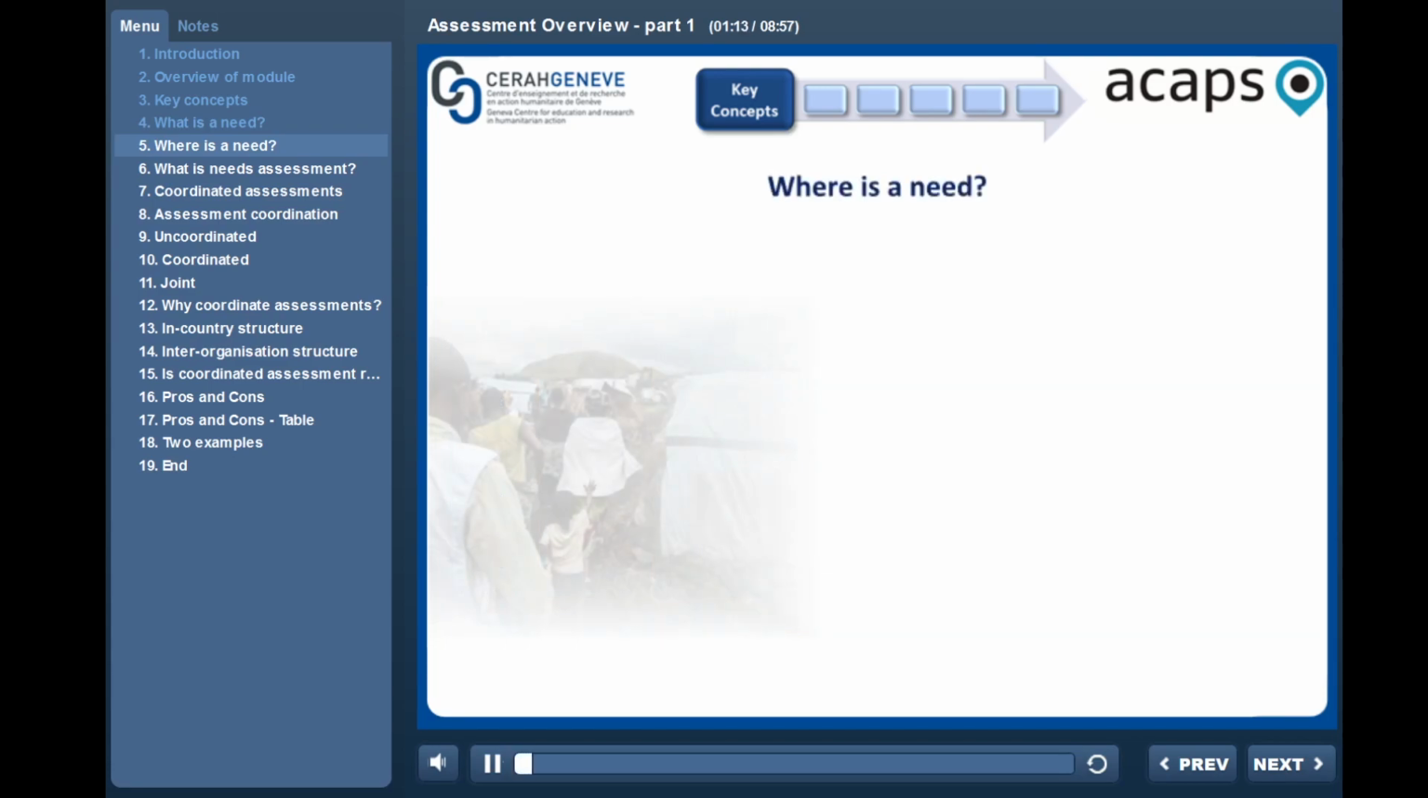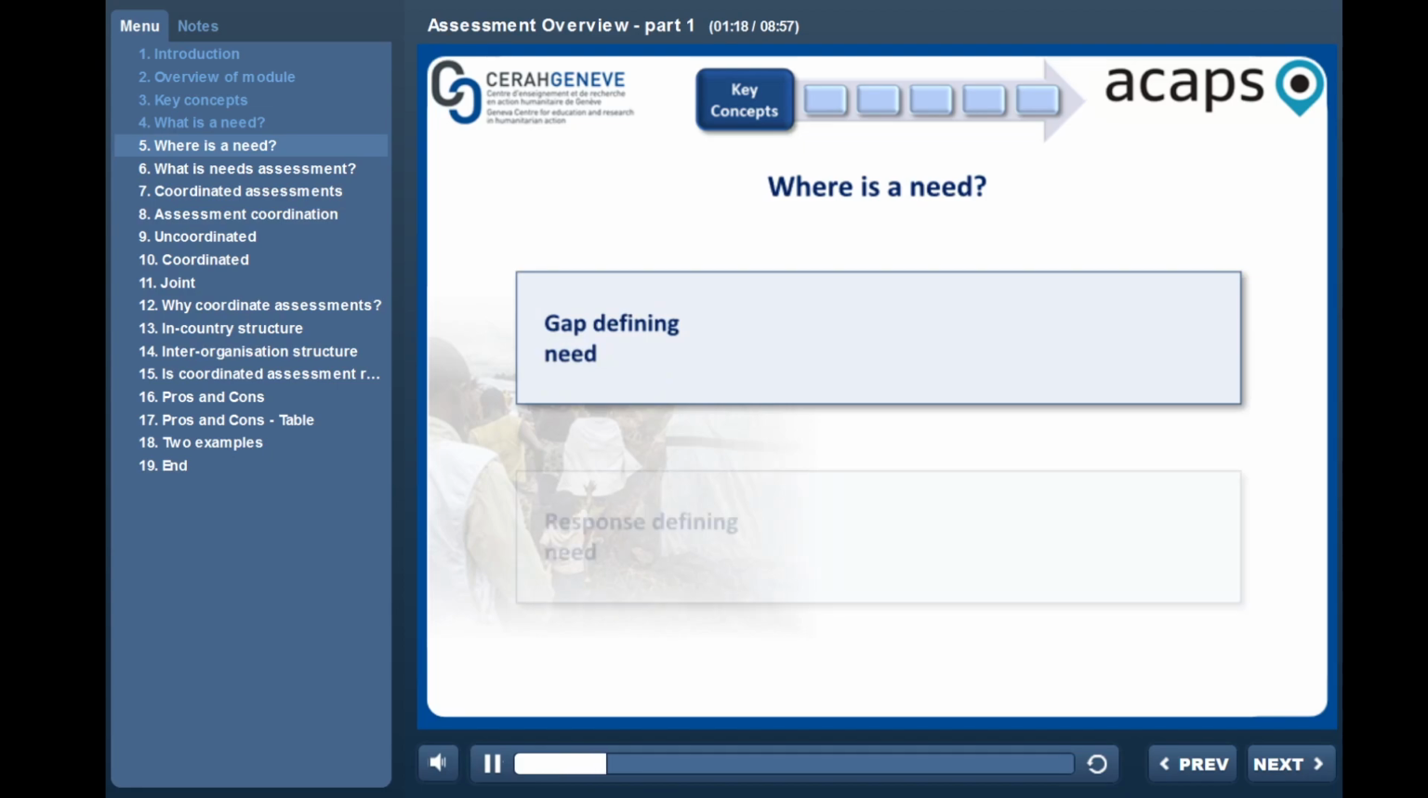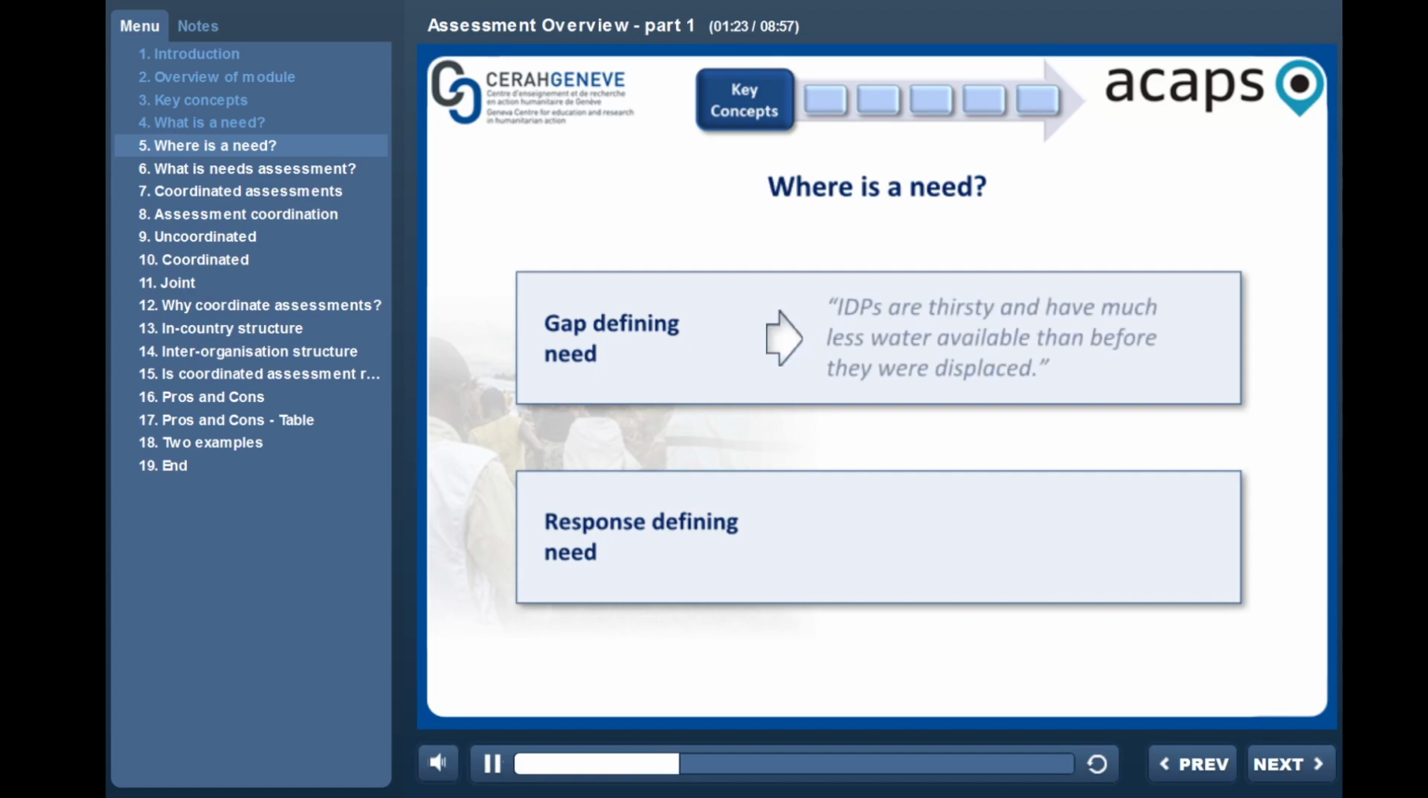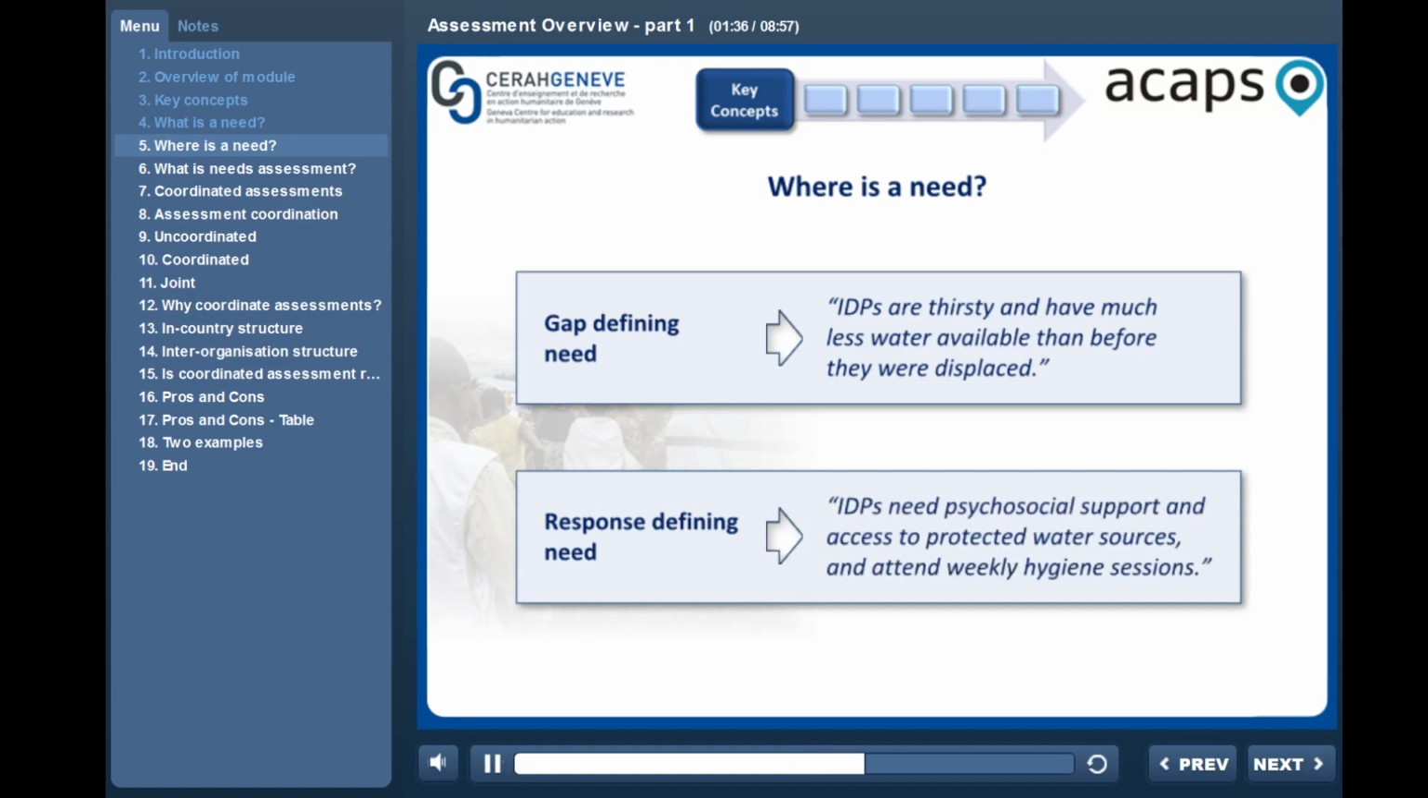It's important to mention this because people often confuse need, the absence of something, with need, the provision of something. For example, in the sentence, "IDPs are thirsty and have much less water available than before they were displaced," the gap is clearly expressed and we can see a real need. In contrast, in this sentence, "IDPs need psychosocial support and access to protected water sources and attend weekly hygiene session," need is being defined by a potential response. No shortage or gap has been expressed. We must always distinguish between need as a problem and need as a response.